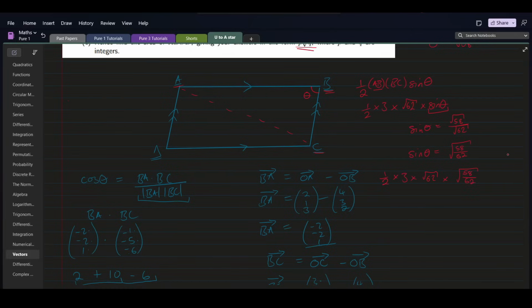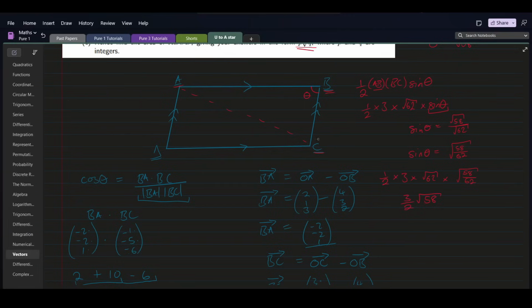And now let's punch this into a calculator and simplify. So that is 1 over 2 times 3 times root 62 times root 58 over 62. And this gives us 3 over 2 root 58.